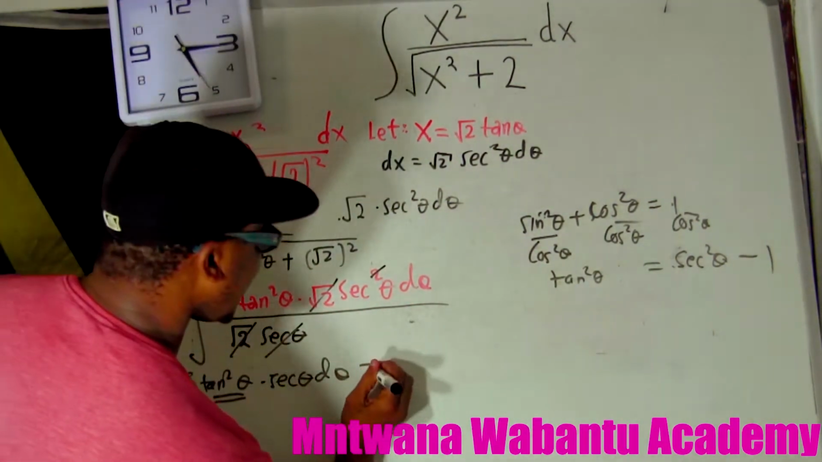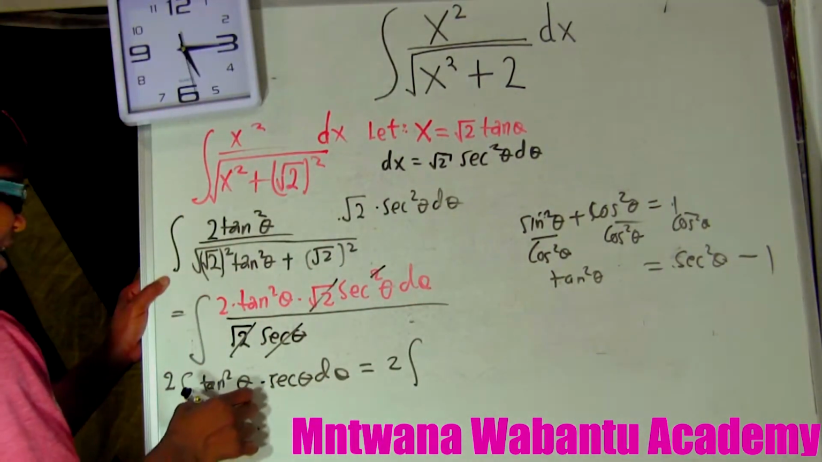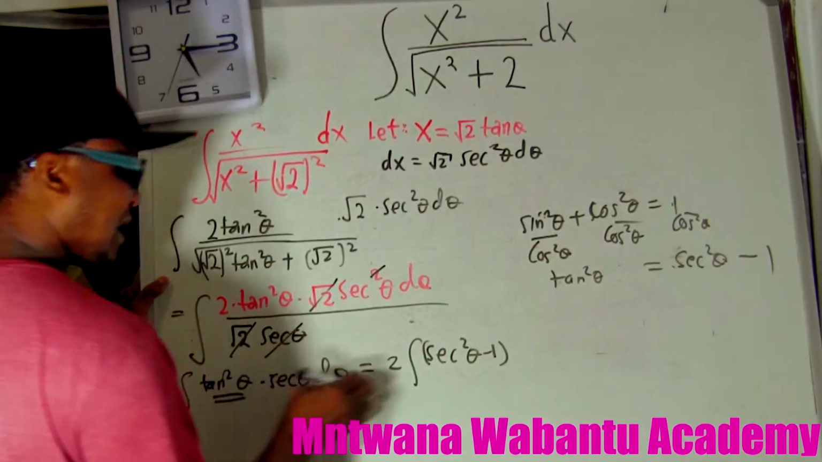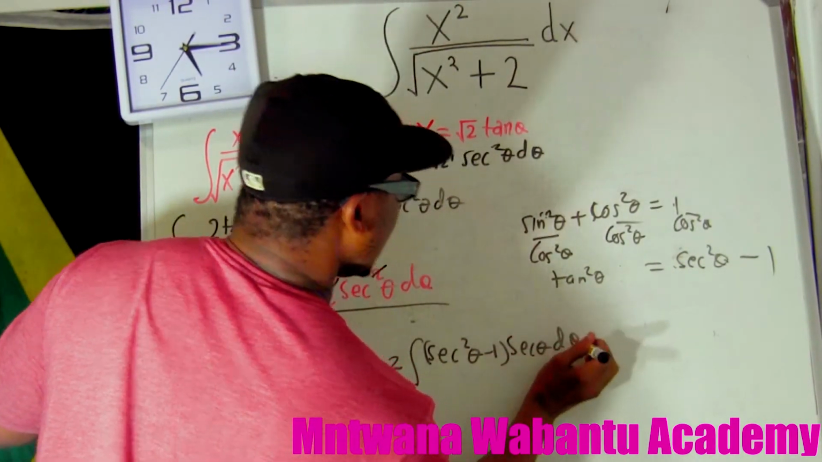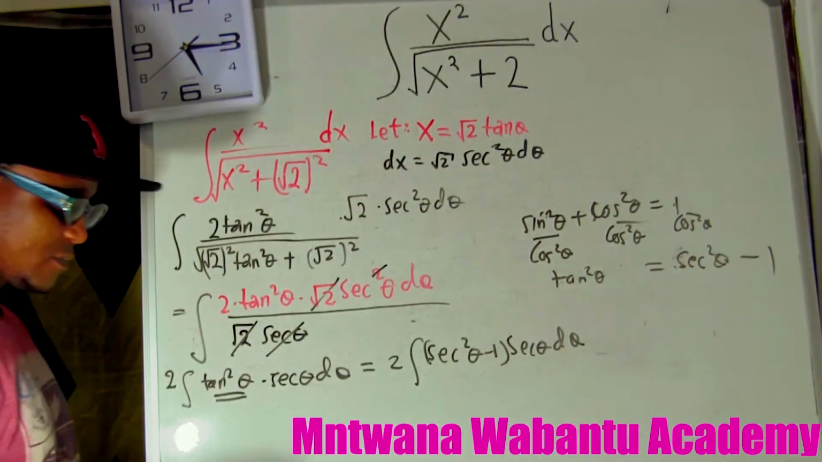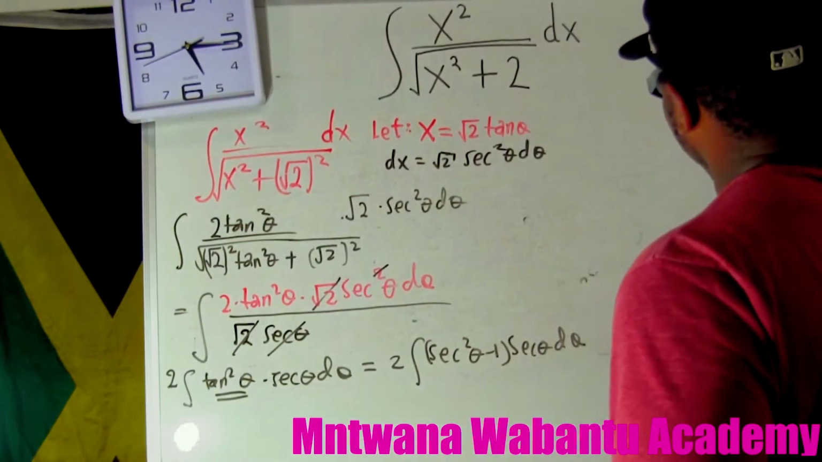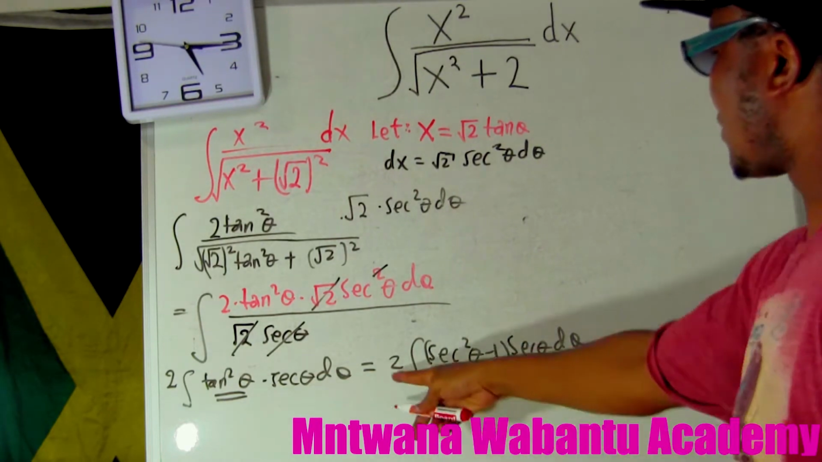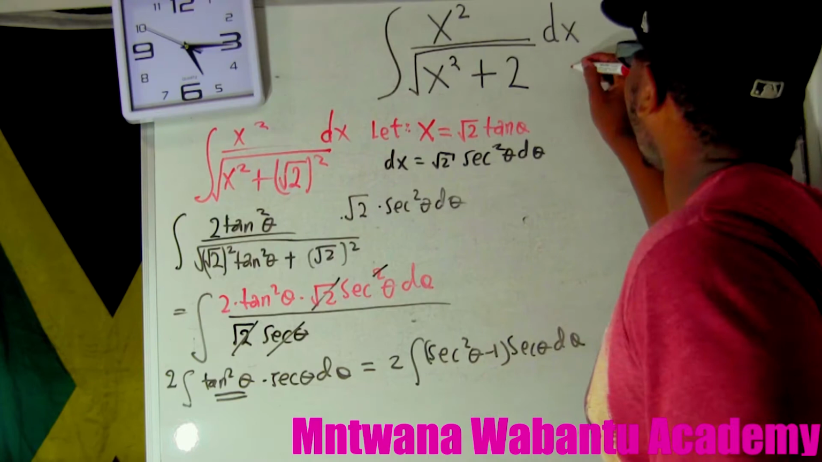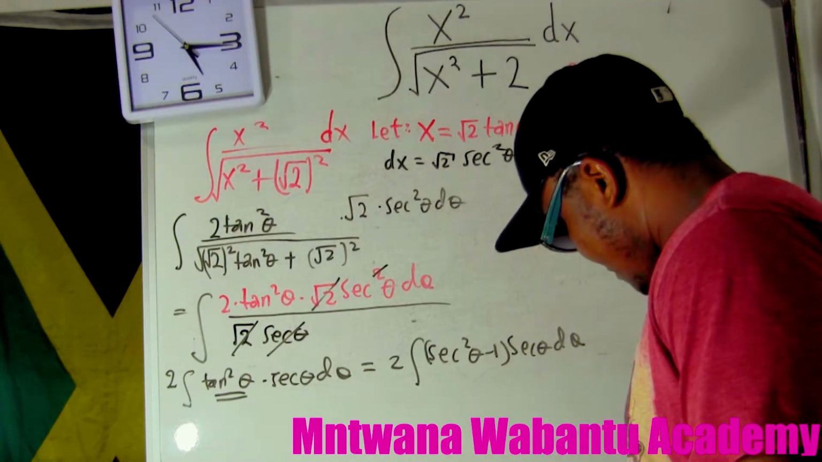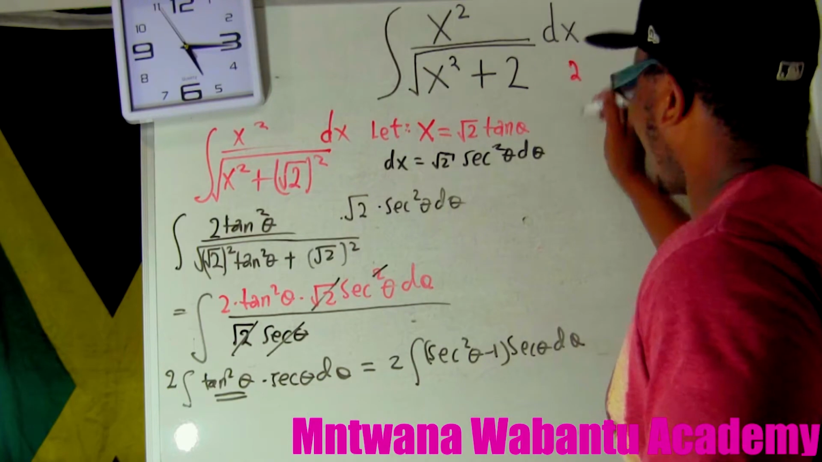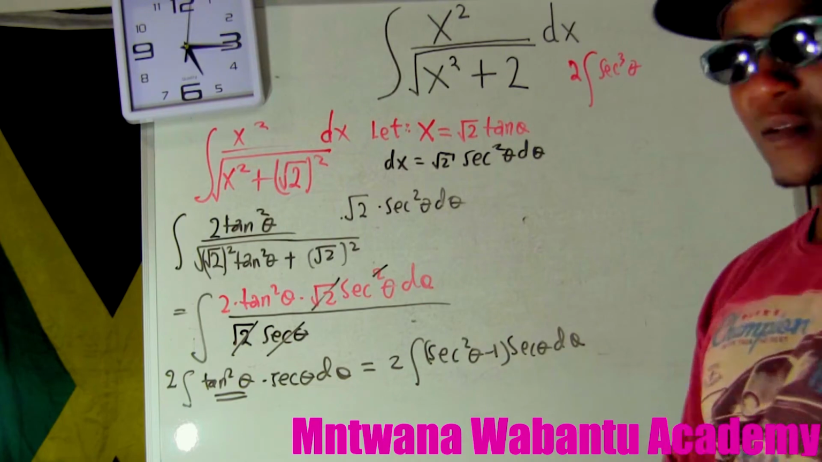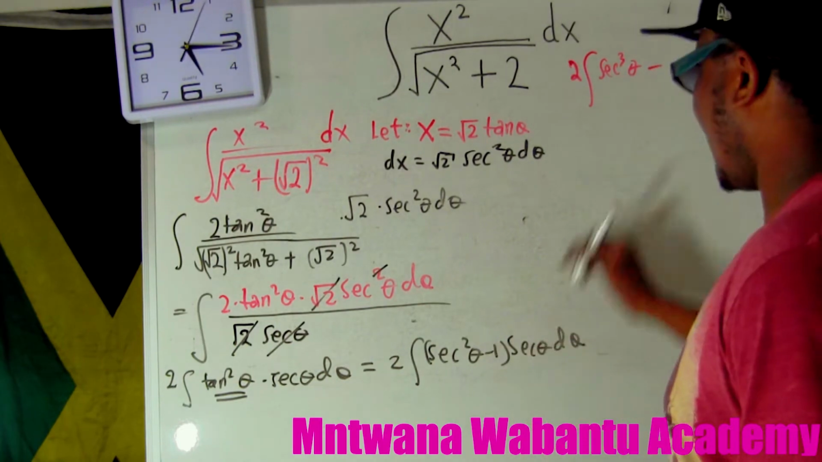So we can replace this: we have the 2 out, and then tan squared equals sec squared minus 1, and here we have sec theta d theta. The next thing is to multiply that out. When you multiply it out, it becomes sec cubed, so we have 2 times the integral of sec cubed theta, and then minus sec theta.